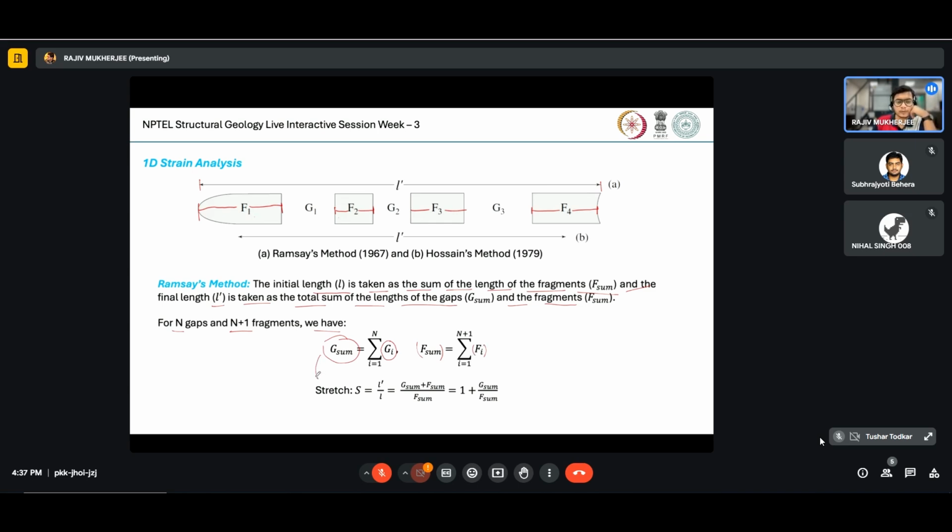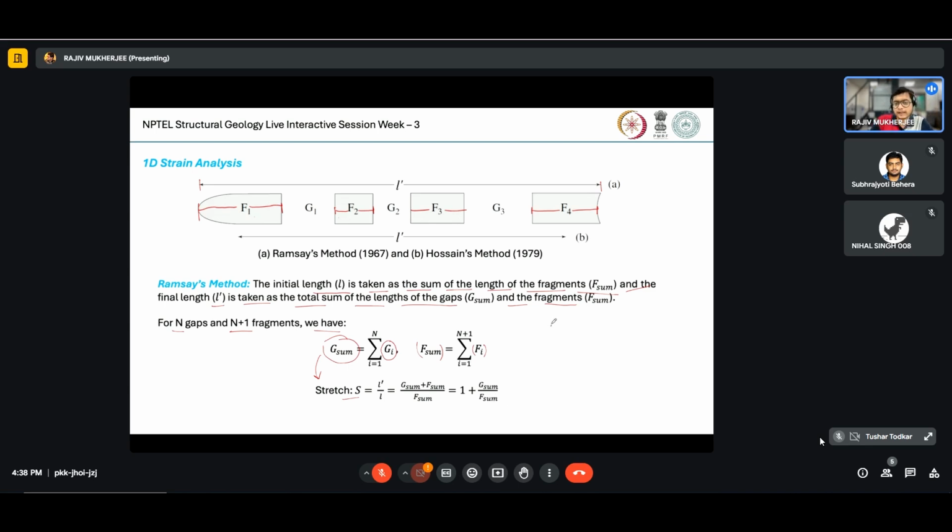And using this formula we can come up with the formula for quantification of stretch. As we have gone through in the weekly content, you already know that stretch is L prime over L. L prime is the final length and L is the initial length, and L prime is basically G sum plus F sum. That means stretch is 1 plus the total length of the gaps divided by the total length of the fragments.